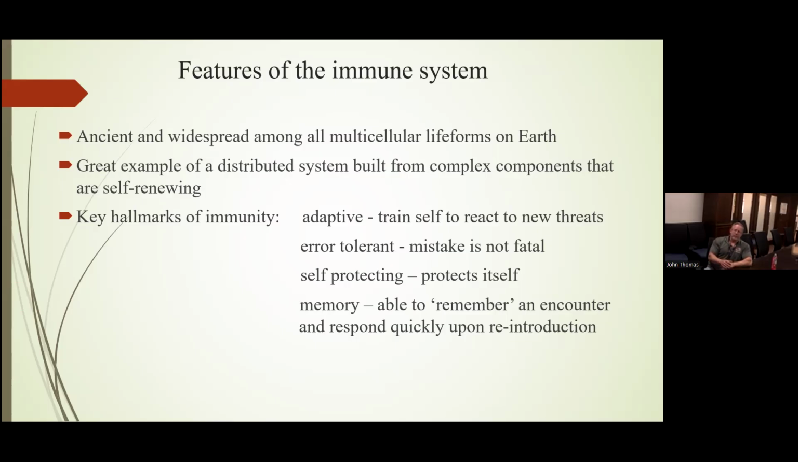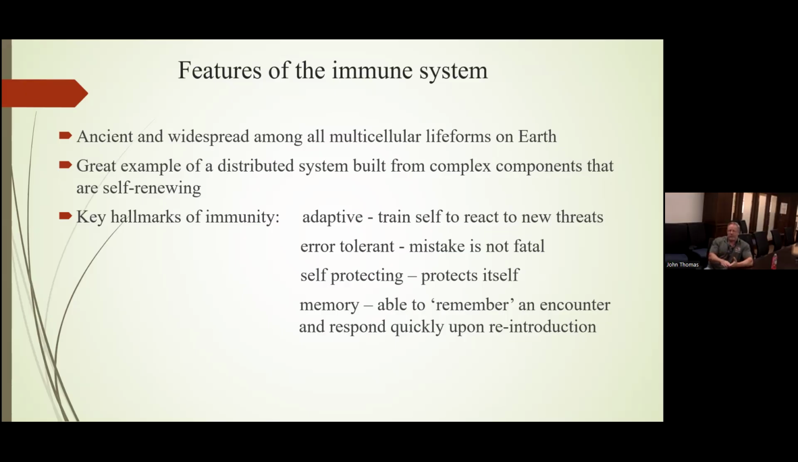Immunity is a great example of a distributed system that's been built from very complex components that are self-renewing. So one of the hallmarks of the immune system is it has the ability to replenish itself. We'll talk a little bit in a few minutes about where the immune system cells come from, but the immune system has the ability to continually renew itself in the face of adversity, in the face of being used and challenged over and over. What are some of the key hallmarks of immunity?